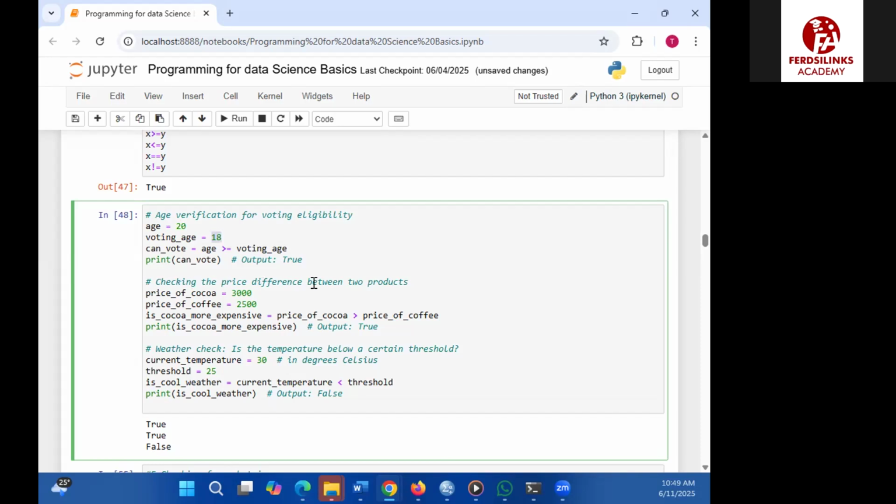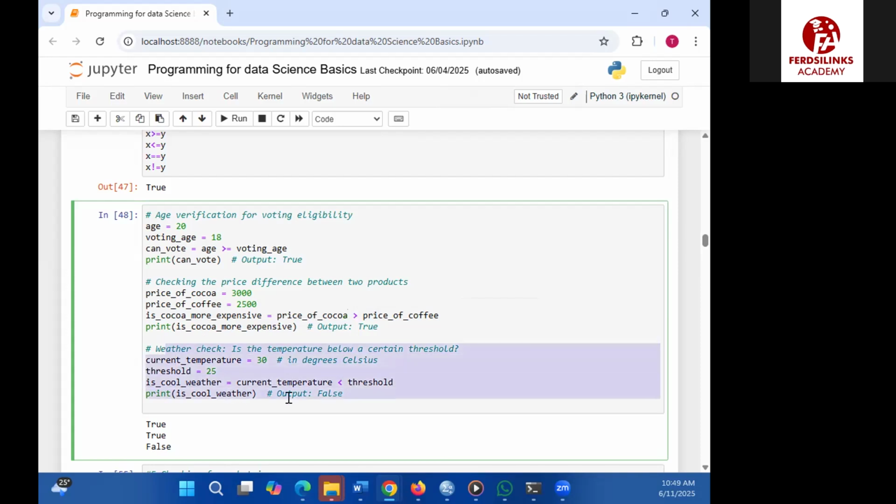So you want to check if prices of two products are different or the same. Take the case of cocoa, which is 3,000, and coffee is this. And so, is coffee more expensive than cocoa? To do that, we use the concept of greater than. If it is greater than, then it's more expensive. If it's less than, then it's less expensive. And if it's equal to, then we say they're the same.